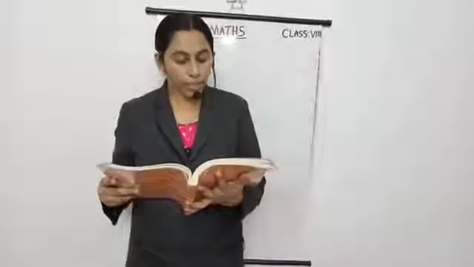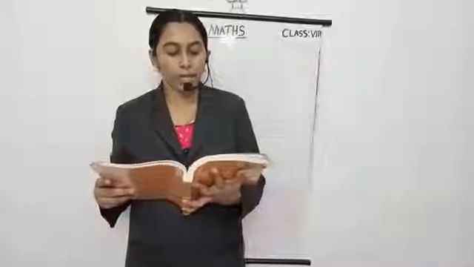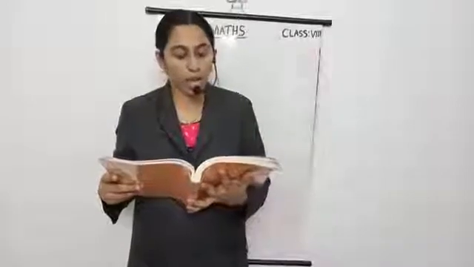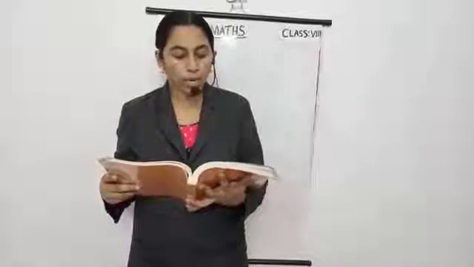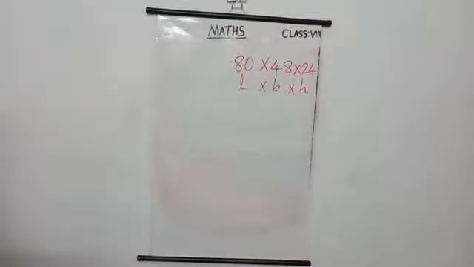Now question 2. A suitcase with measures 80 centimeter, 48 centimeter, 24 centimeter is to be covered with a tarpaulin cloth. How many meters of tarpaulin of width 96 centimeter is required to cover 100 such suitcases? So here we need to find the total surface area of the suitcase first. The width of the tarpaulin is given as 96 centimeter. Next we need to find the length of tarpaulin required to cover one suitcase.